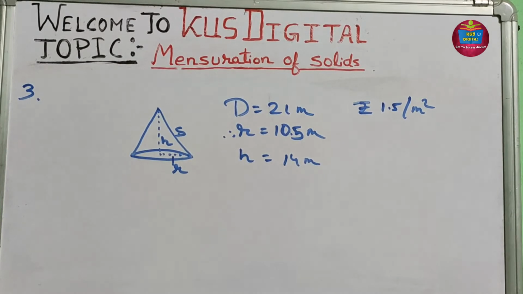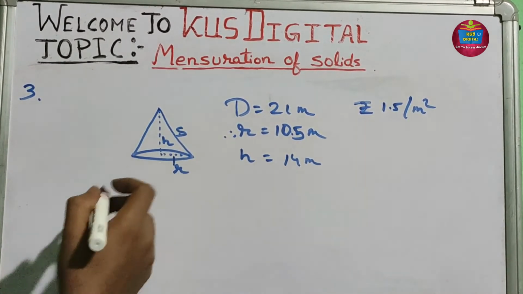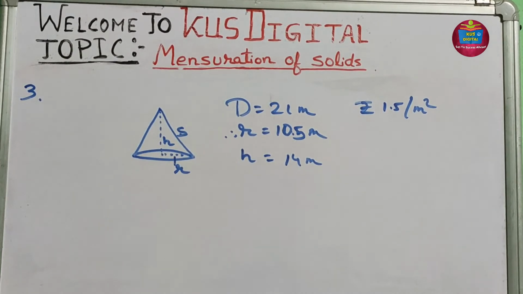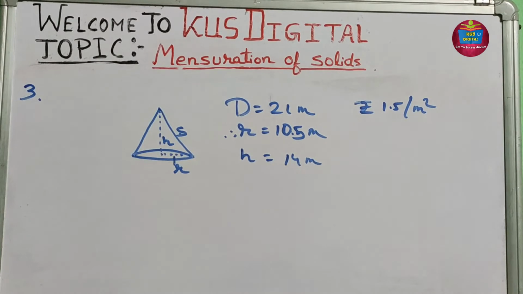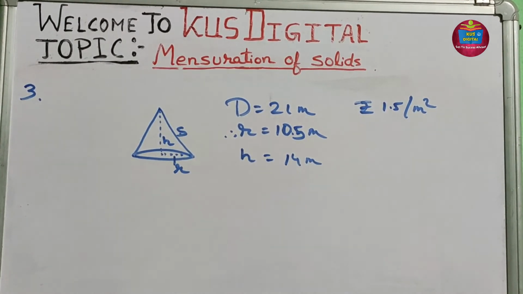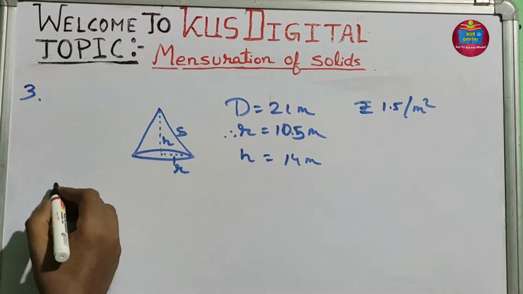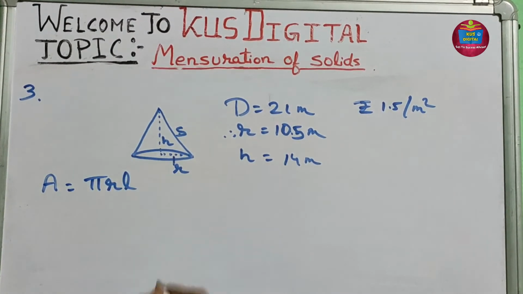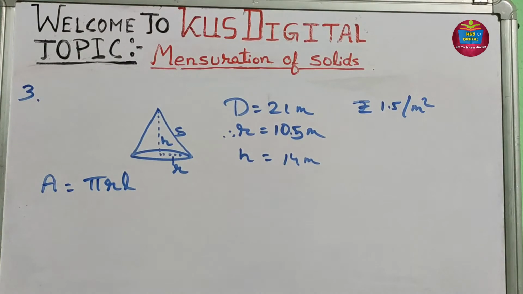So when you read the question, just read it carefully. In this question, the base is not being asked to wrap, only the slant. The slant area we have to wrap, without its base. So we have to find out the surface area first, because to wrap the cloth is basically wrapping the surface area of the cone. So the surface area equals to pi r l. This is the surface area formula of a cone.